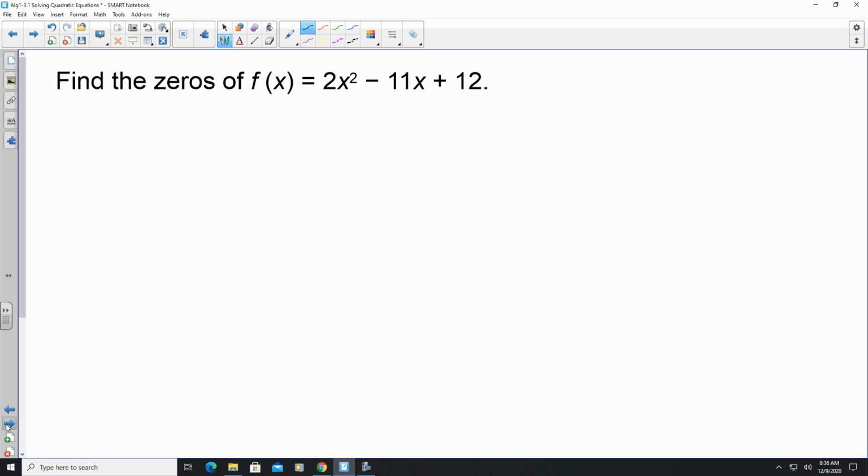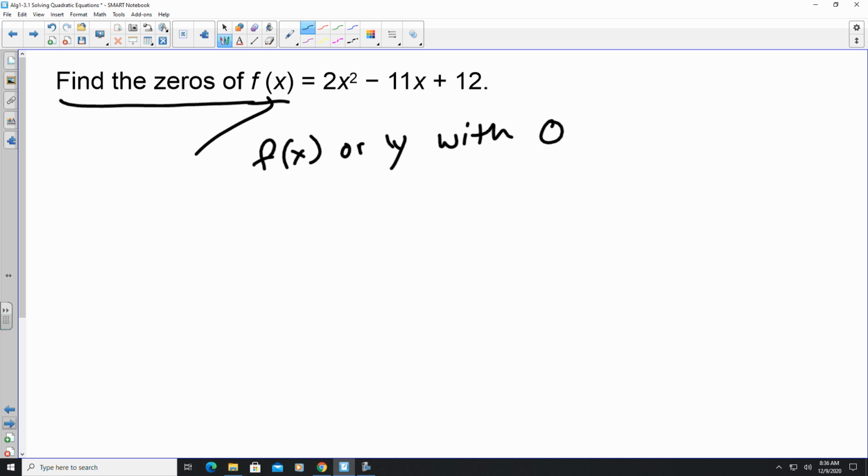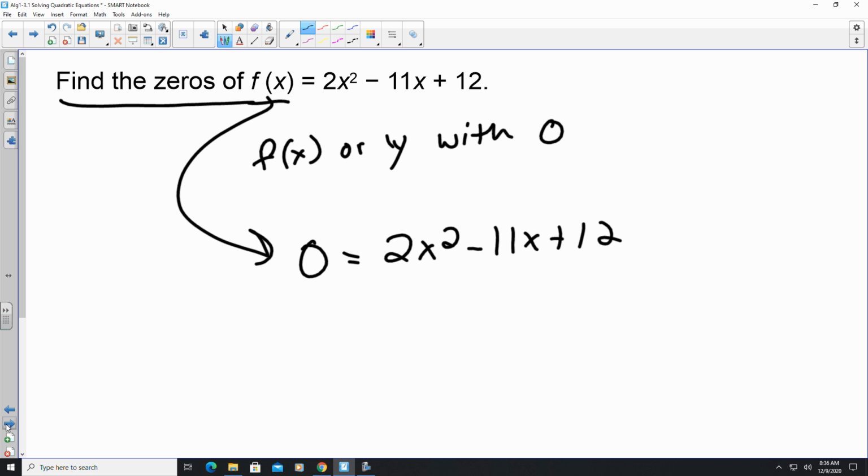All right, finally here it says find the zeros. Find the zeros of the function. Anytime they say find the zeros of the function and they give you a function, or even if they give you a y equals portion of it, what you're going to do is replace f of x or y with 0. So this now turns into 0 equals 2x squared minus 11x plus 12. And then you would solve it however you see fit.